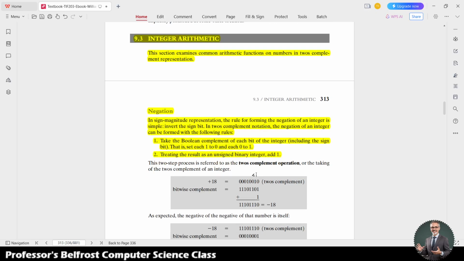Let's see. Okay, negation. With 2's complement notation, the negation of an integer can be formed with the following rules. You take the Boolean complement of each bit of the integer, and then treat the result as an unsigned binary integer. That is the 2's complement rule actually.